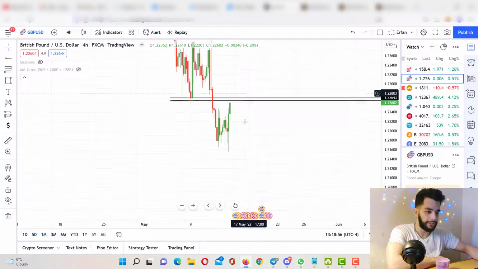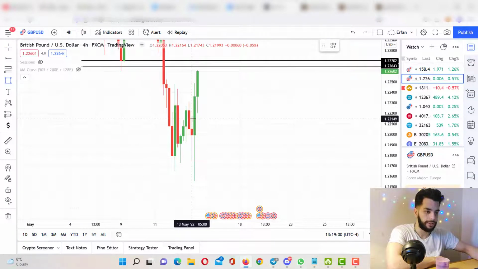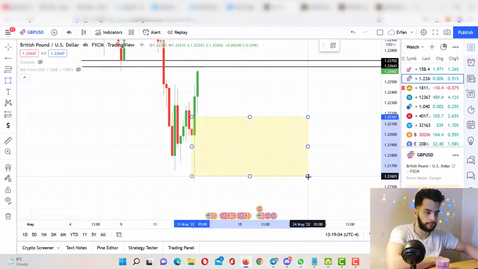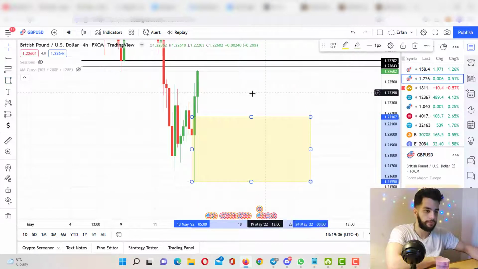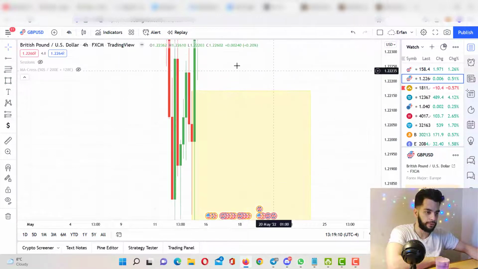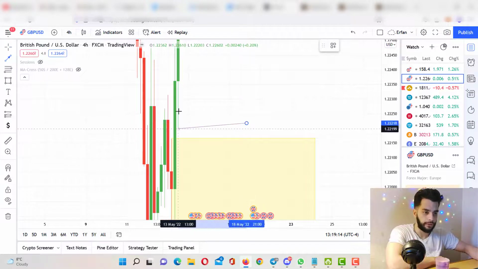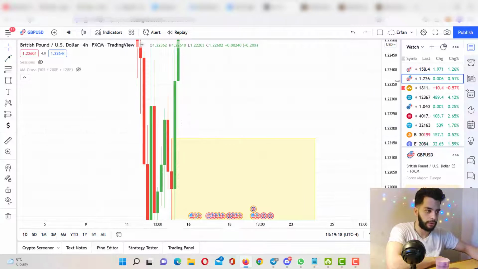So right here, I can see a high probability demand zone because this is the last bearish candle. After that, we had a huge reaction towards the upside. See? And this candle never tapped into our zone. So there is a gap between this candle, and the shadow counts too, and this zone here.